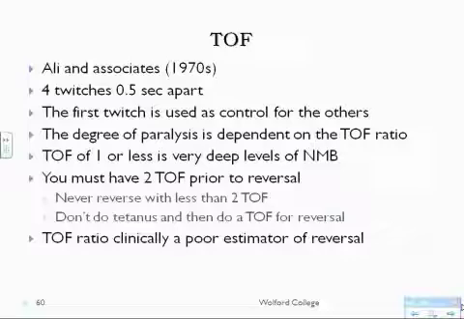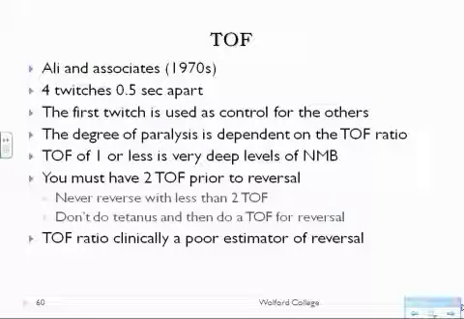What you see with train of 4 is you get 4 twitches 0.5 seconds apart. That 0.5 seconds gives plenty of time for the cell to repolarize itself. It also gives plenty of time for acetylcholine to be broken down by the acetylcholinesterase. And basically the actual site should be completely zeroed out of any acetylcholine that should be around. Okay? So you get a new twitch, like it's a new muscle contraction.